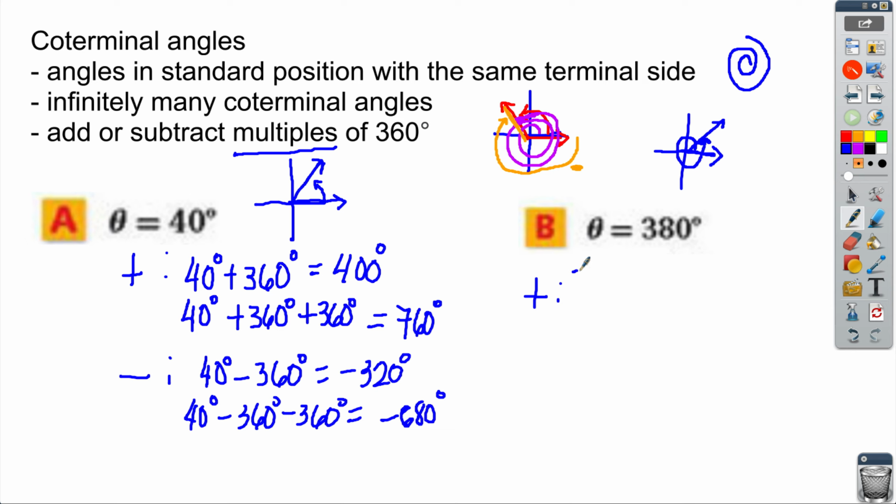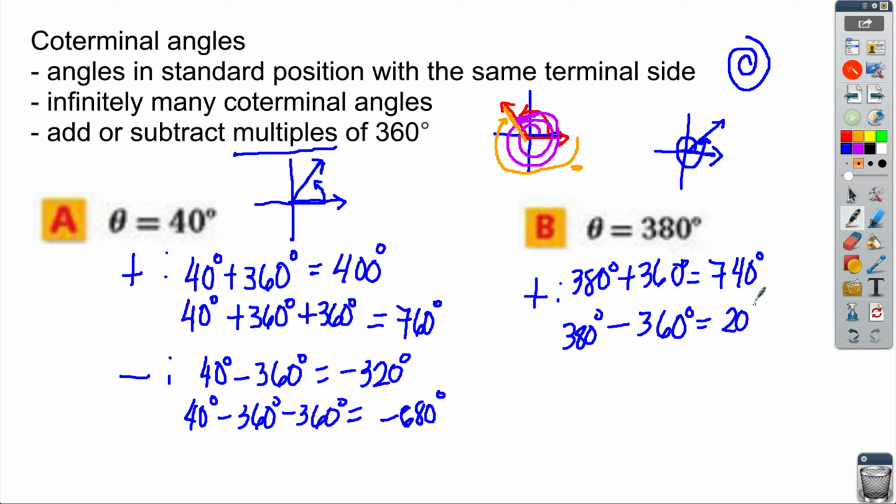Initially, some of you will do 380 degrees plus 360 degrees, which is awesome, and you will get 740. That is coterminal with 380. We end on the same point. However, some of you might also find a positive measure by subtracting 360 instead of adding 360. Don't you get a positive 20 degrees anyway? It's a positive measure and you want a positive measure.